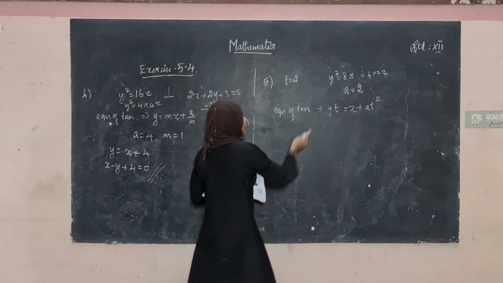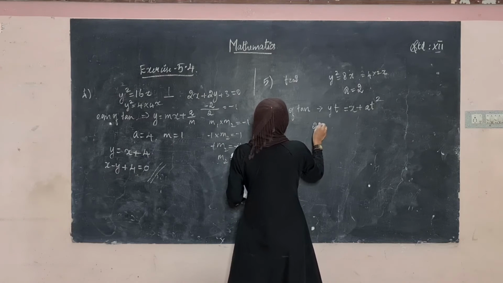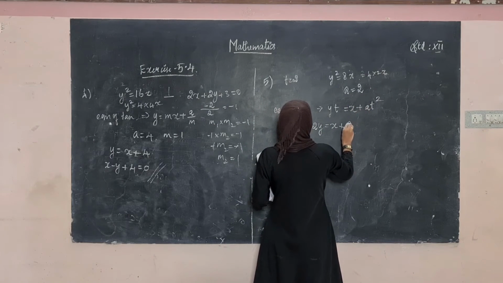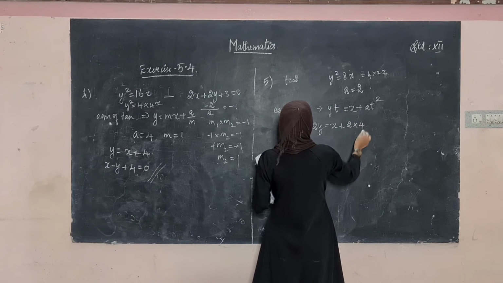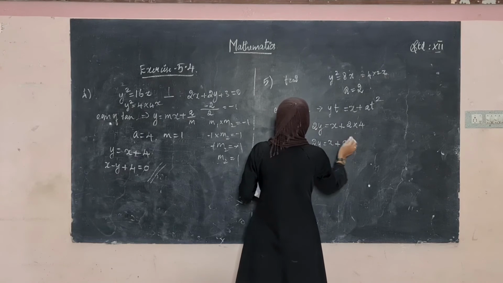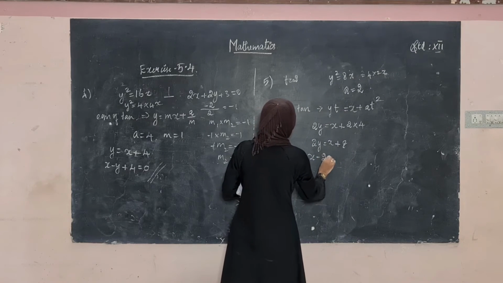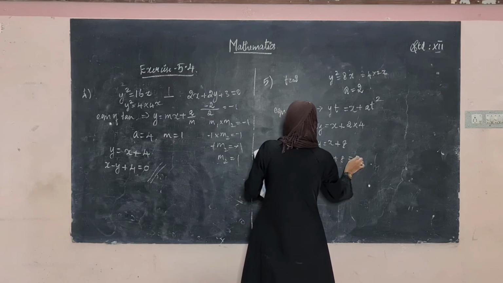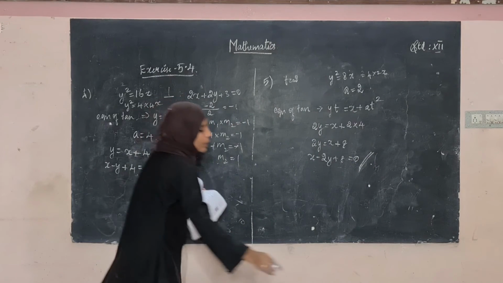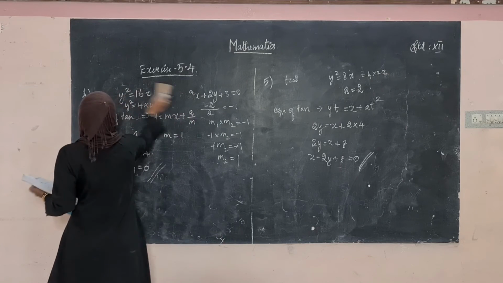What's the value of t? T is 2. So 2y is equal to x plus a t square. A is also 2, so 2 into 2 square is 4, wait, that is 8. So 2y is equal to x plus 8. Therefore x minus 2y plus 8 is equal to 0. This is the required equation of tangent. Now let us see the sixth sum.